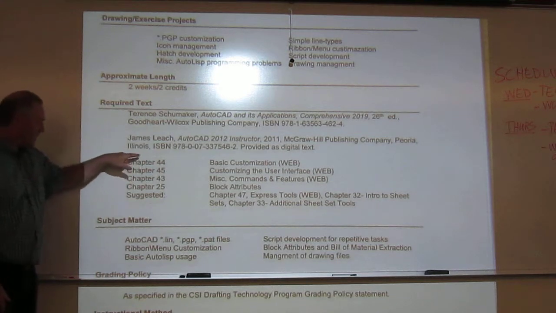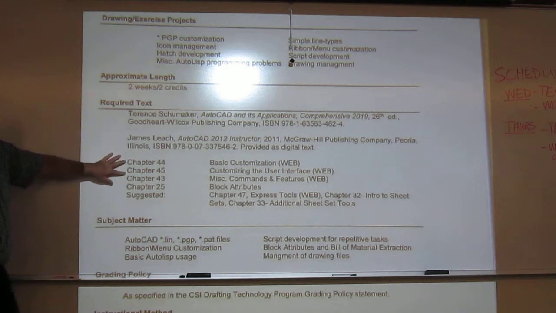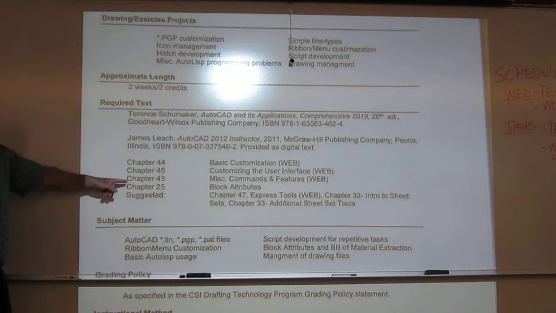So we've got chapters 44 and 45. That's got the meat of the information we're going to deal with. This has got the PGP, it's got the LIN, the PAT files, all of that. It's also got the CUI file in it. And those are the ones we're really going to customize. 43, I really doubt I do much with this one.